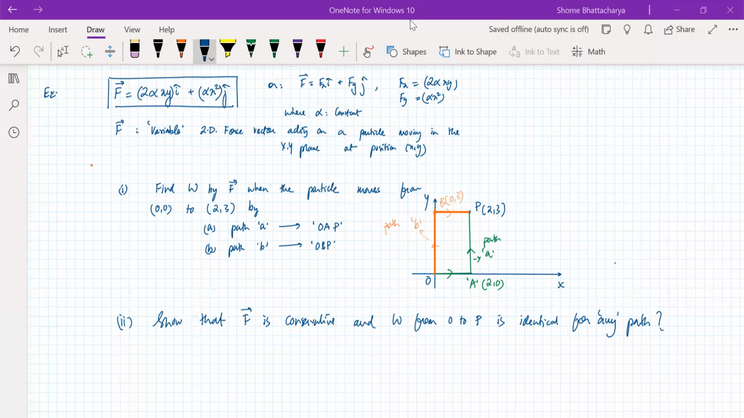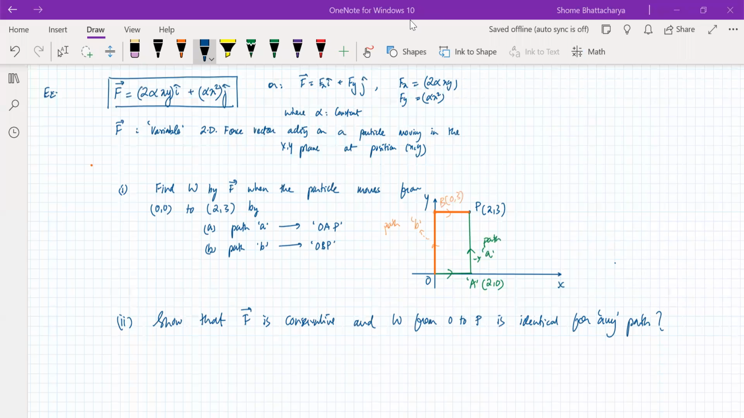The second part is going to be a little bit more challenging, but let's worry about the first part first. So for example, in part 1, section A, what you do is first calculate the work done for going from O to A. Now, when you're going from O to A, at any point in between, your y coordinate is always 0, no?